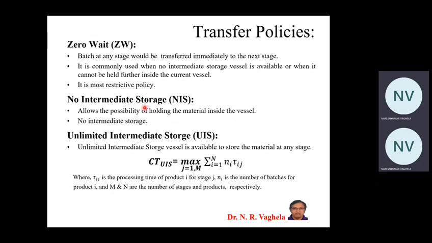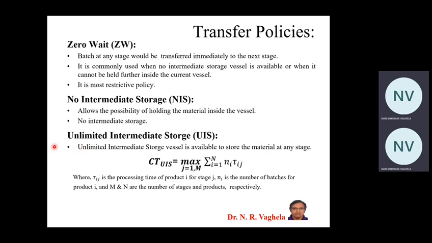Second one is the no intermediate storage policy. It is denoted by NIS. So what is NIS? There is a possibility of holding the material inside the vessel, but there is no intermediate storage. Means in the NIS policy, holding of material in any stage for any product is possible, but no intermediate storage. Here no intermediate storage vessel is available. This is the second transfer policy, that is NIS.